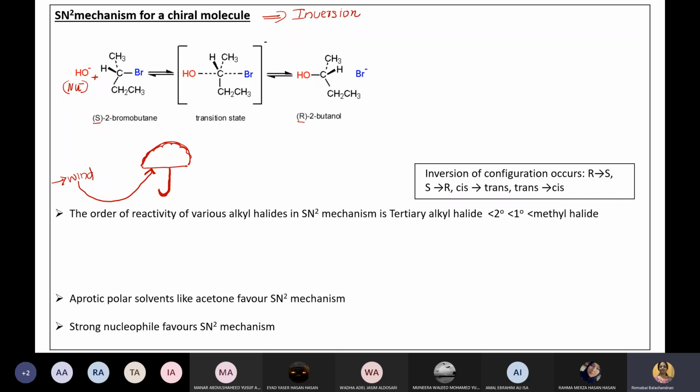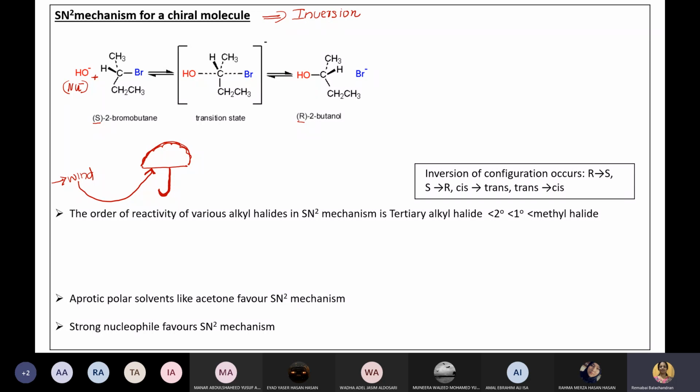But the mechanism remains the same for everything. Even if it is a chiral molecule or not a chiral molecule, the incoming nucleophile is always approaching the carbon at an angle of 180 degrees to that of the leaving group. In all cases, but there is no question of configuration coming there.